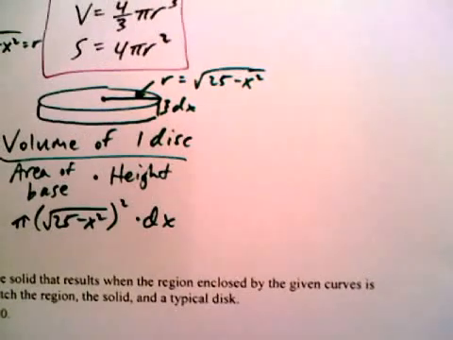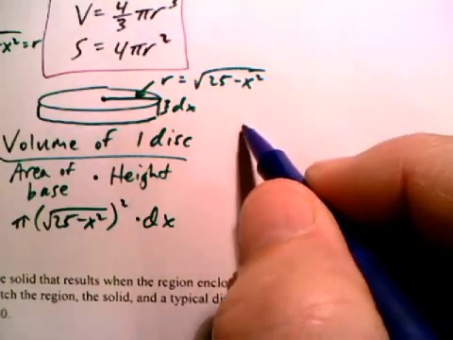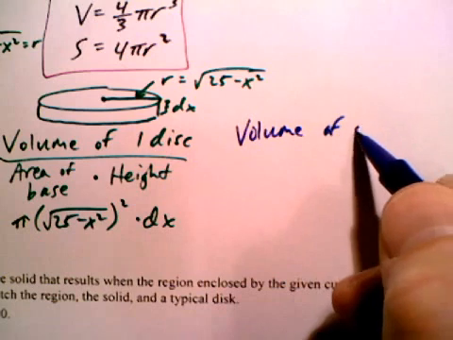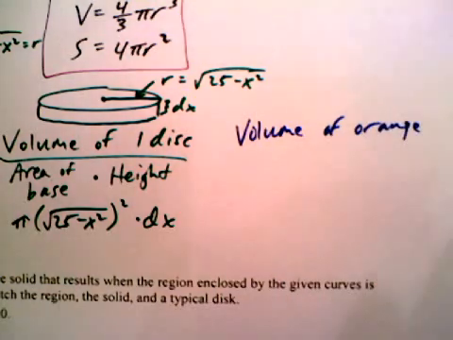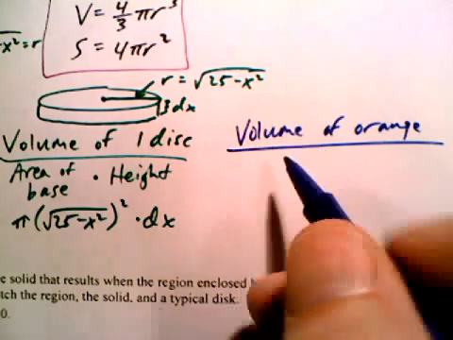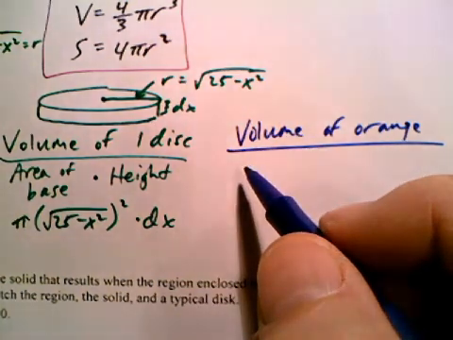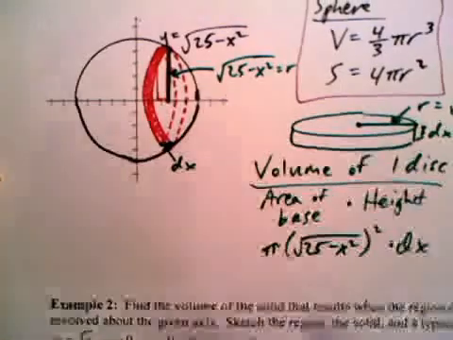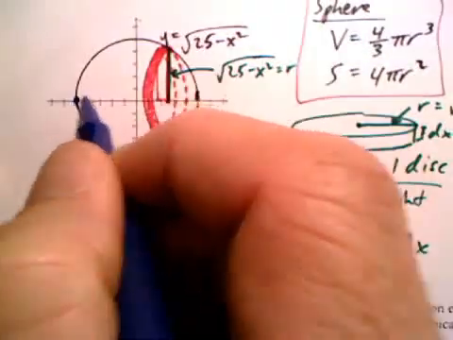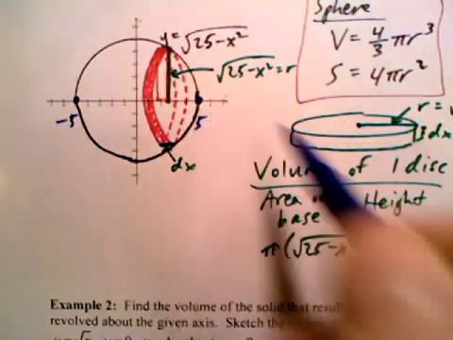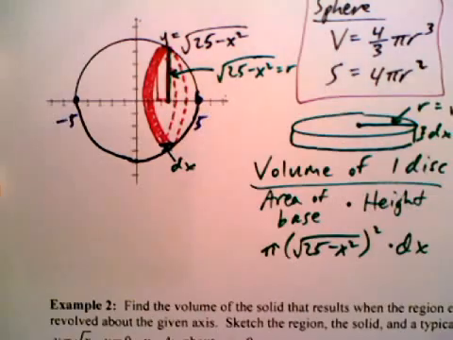And we want to go ahead and write down the volume of the orange. The volume of the orange would be the sum of all the disks, the sum of an infinite number of disks. And what are the beginning and ending points? They should be pretty clear here. That's -5, and over here it's +5. So that's where we begin and end.